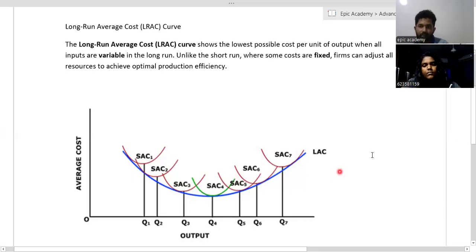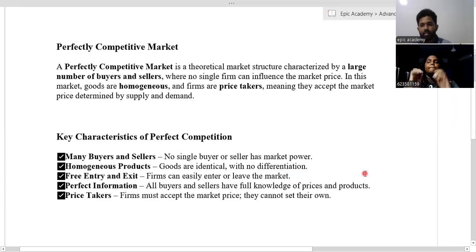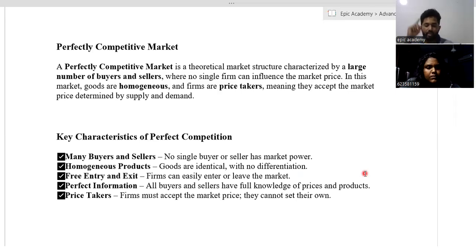Okay, right. That is how we can identify the combination between short run and long run cost per unit. Right. And now we can move to the market structures. First one is the perfect competitive market structure. Second one is monopoly. Third one is monopolistic competition market structure. Fourth one, I mean the final one, is oligopoly.